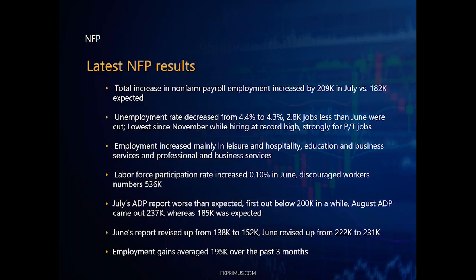209,000 added jobs. So 209,000 jobs were added to the labor force. The unemployment rate decreased 0.9 or 1 point, and the jobs that were cut were 2.8 thousand less than the report in June. Note that the jobs cut report is coming from a different resource. It's coming from challengergray.com. We will see that one later if you wish.